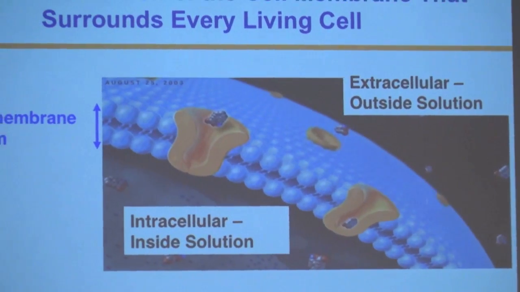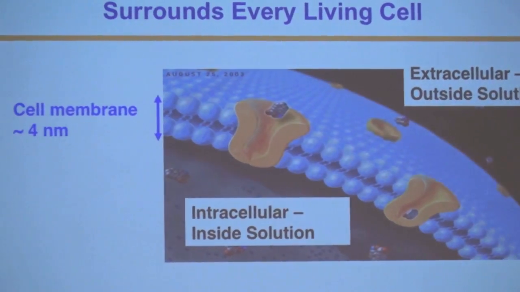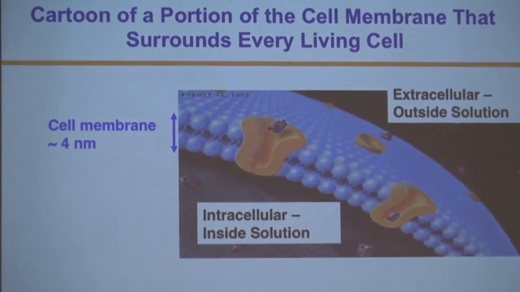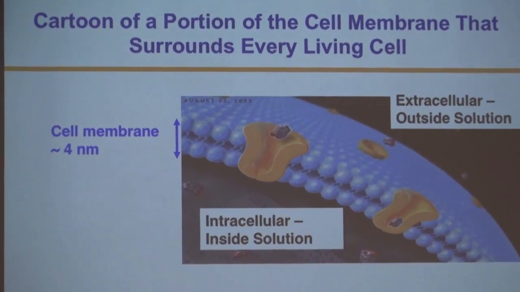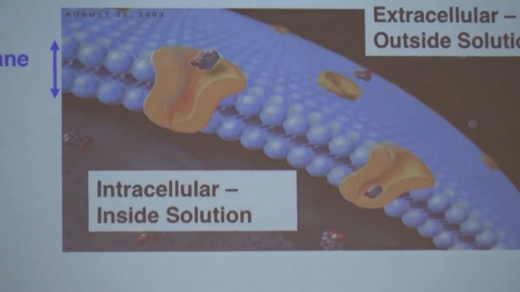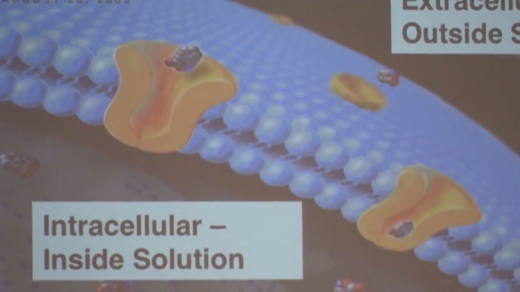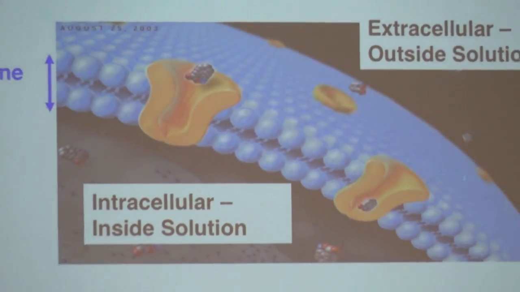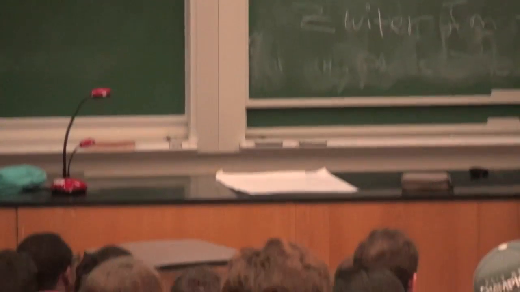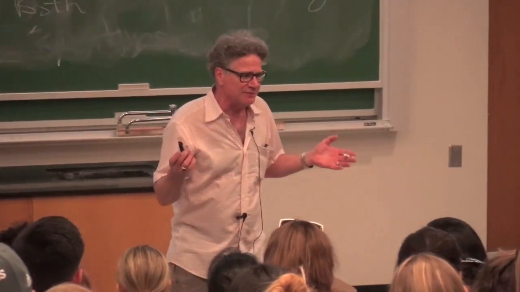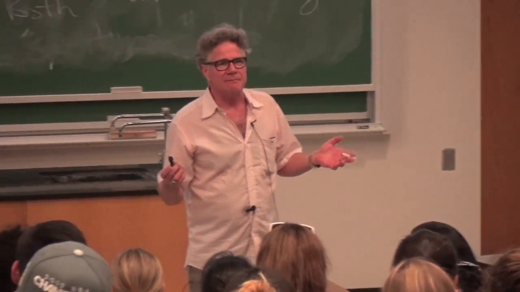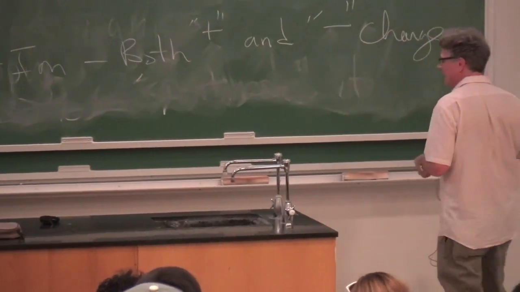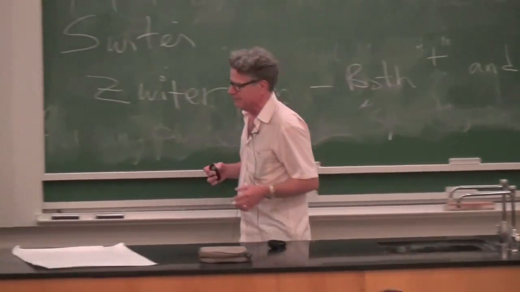It has a quaternary ammonium and it has a carboxylate. And then you don't see them very well, but there are two long fatty chains that point inward. And so that's the thing that surrounds every living cell. And of course, that's needed because the chemistry of life is inside, the chemistry of death is outside. So the cell needs this membrane to keep the chemistry of life in and the chemistry of death out.